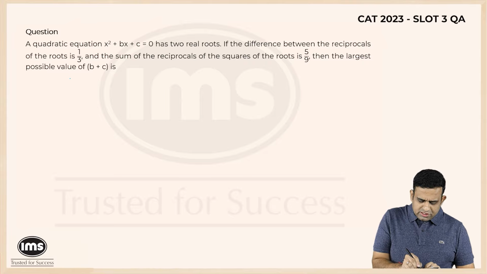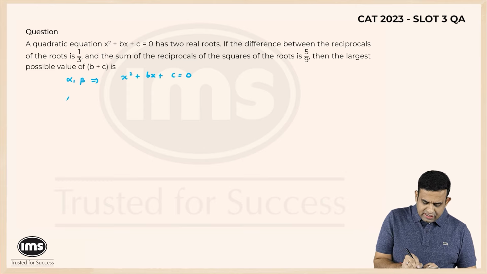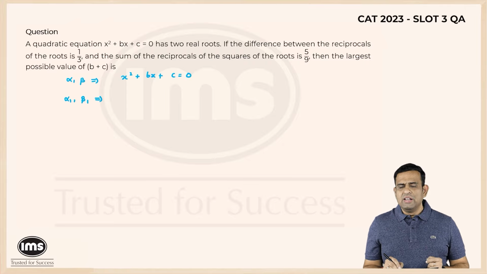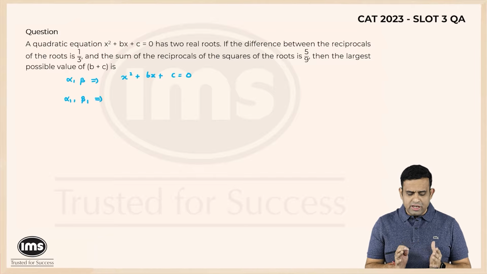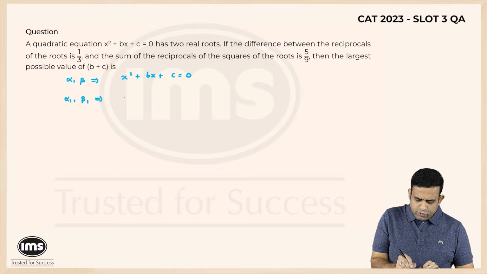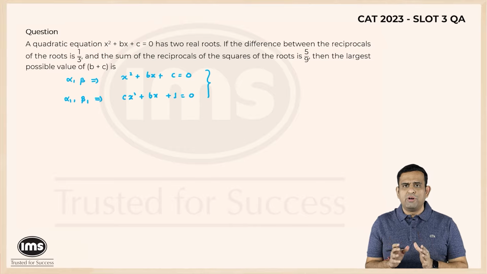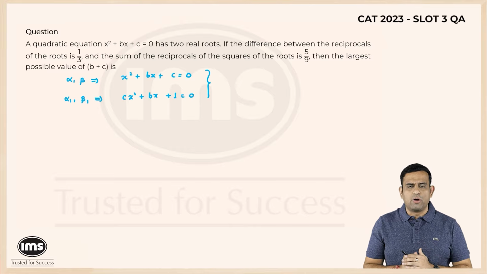Now, what we can use is, suppose alpha and beta are the roots of the equation x square plus bx plus c equals 0, and suppose alpha 1 and beta 1 are the reciprocals of alpha and beta. In that case, the equation whose roots are alpha 1 and beta 1 would be cx square plus bx plus 1 equals 0. This is a known property for those who are comfortable with quadratic equations, where alpha 1 is 1 by alpha and beta 1 is 1 by beta.